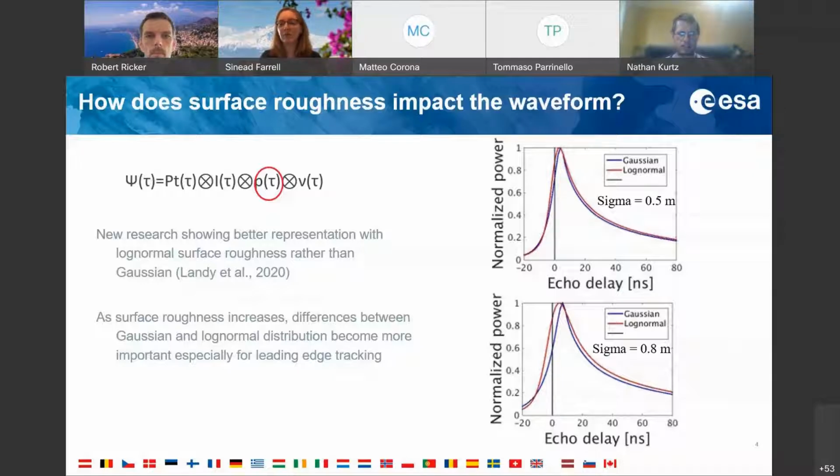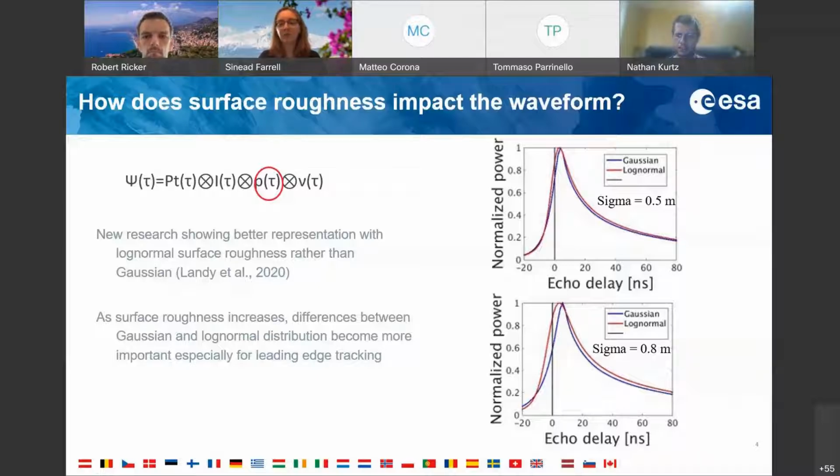And so this is interesting, how it affects the actual waveform if you use a Gaussian or a log normal surface distribution, especially where you would track the waveform point. Here are two simulated CryoSat 2 waveforms with different values of the surface roughness for a Gaussian and a log normal. As the roughness is lower, a log normal tends to a Gaussian distribution, as opposed to when it gets larger, that's when you see that skewed difference.